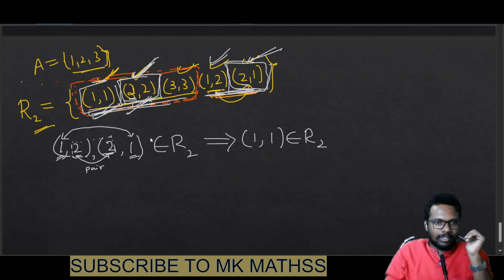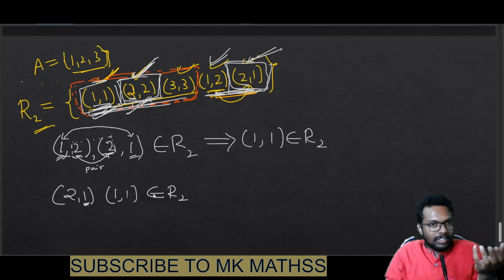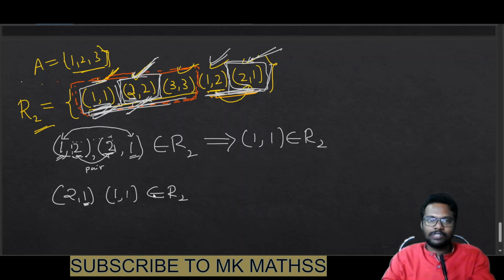Now I have to consider the ordered pair (2,1). We have to find a pair which starts with 1. Obviously we already have (1,1), so definitely we have the ordered pair (1,1). Then it is definitely going to satisfy the transitive definition, because in the previous example we saw that if an element is related to itself, these pairs like (1,1), (2,2), (3,3) definitely satisfy the transitive relation.